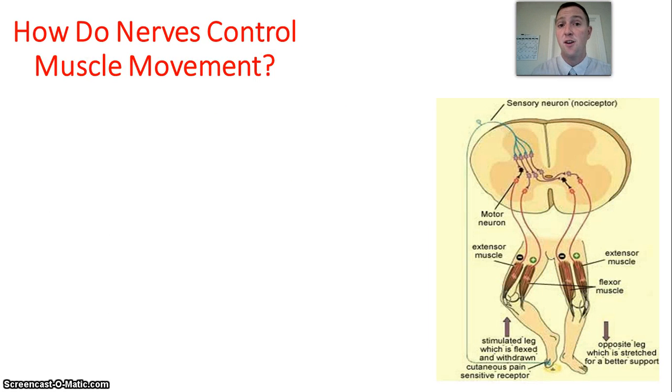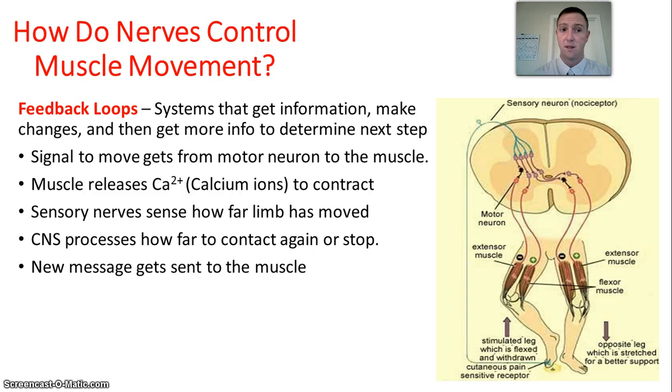All right, how do the nerve cells control that muscle movement? Well, it's through this idea of a feedback loop. All right, we're not going to get nitty-gritty into the details here, but overall, I want you to understand that you've got lots of systems in your body that go and get information, then they make changes, then they get more information and determine what to do next. So I'm getting information, making decisions. Getting more information, making decisions. More information, making decisions. You can have positive feedback loops or negative feedback loops. Talk about that next class.